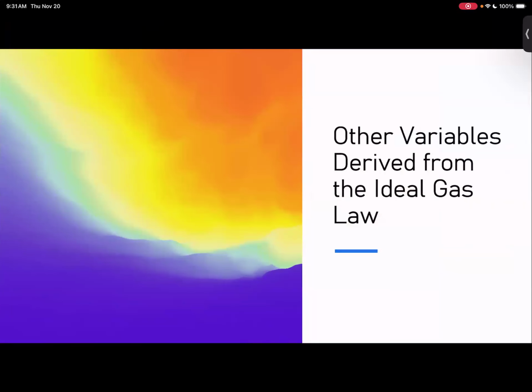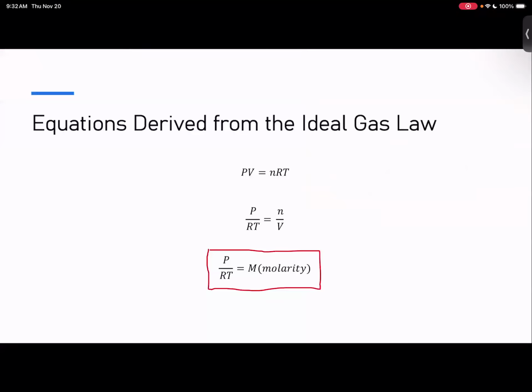So on Monday, we talked about the ideal gas law, which is PV equals nRT. Now, what we're going to talk about is that there are other variables that we can determine by deriving slightly different equations from the ideal gas law. So let's look at that.